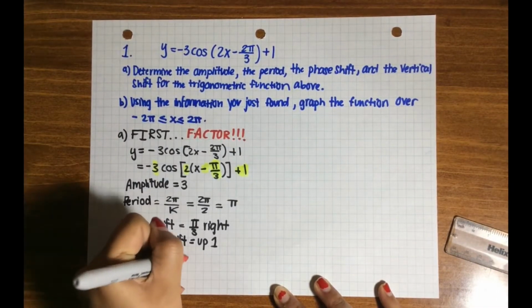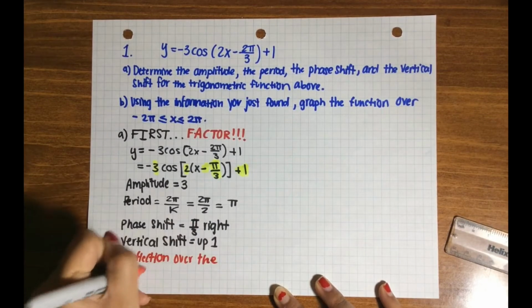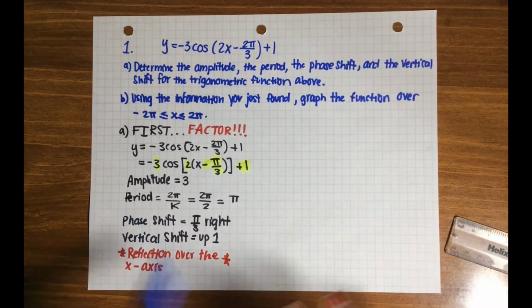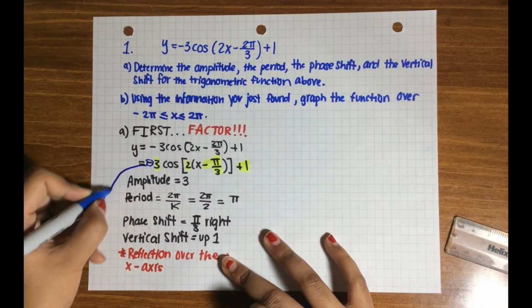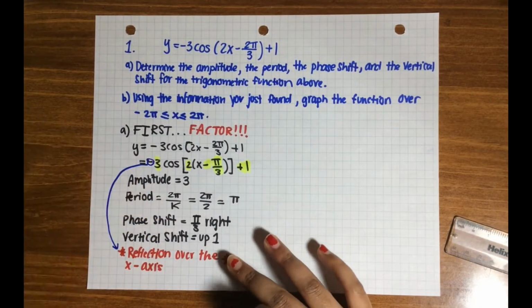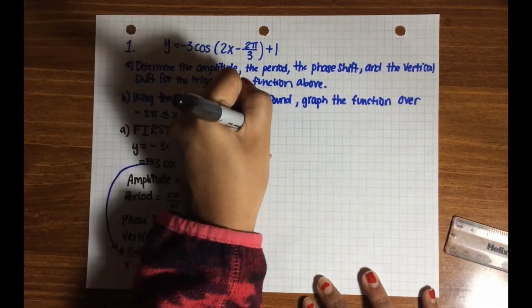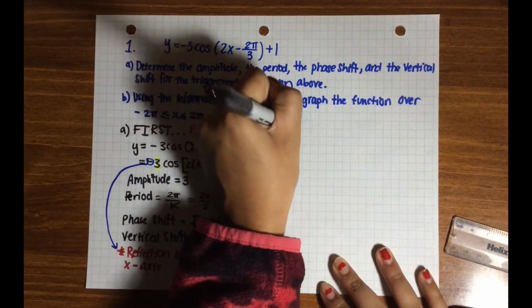Also, don't forget that there is a reflection over the x-axis. I know this because there is a negative in front of the leading coefficient. That concludes part A. Now we are on to part B, and we are ready to graph.